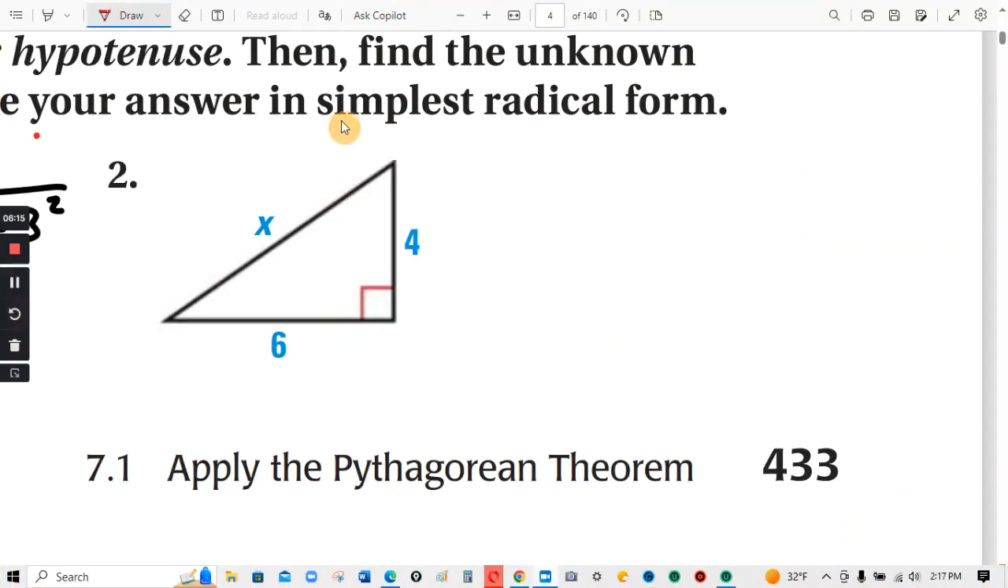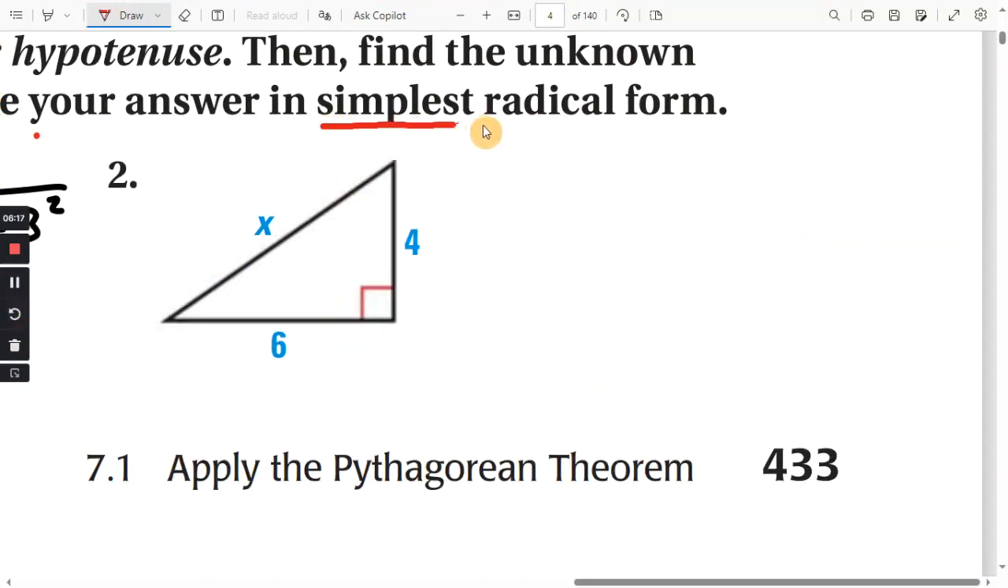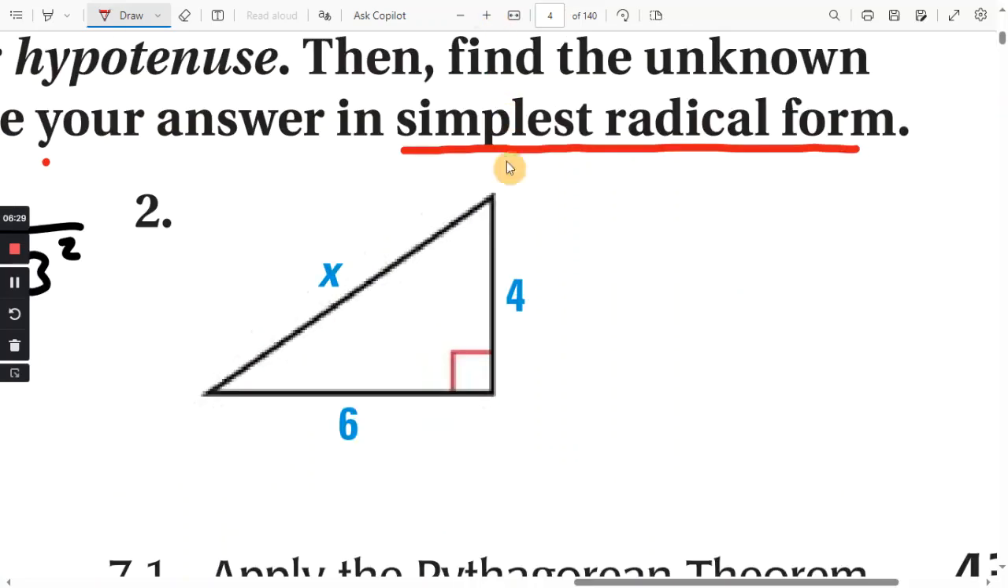Now on this one here, they wanted it in simplest radical form. All right, I'm going to do this one real quick so I don't waste your time, and see if you can get it in simplest radical form. Okay, so if we did the Pythagorean theorem, what you would get is x squared equals 4 squared plus 6 squared.